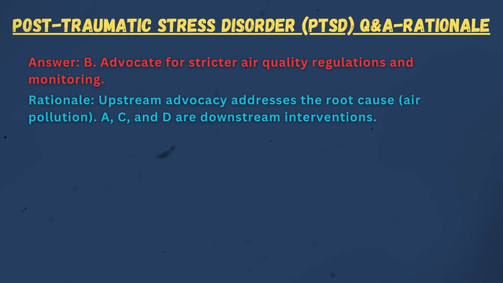Answer: B. Advocate for stricter air quality regulations and monitoring. Rationale: upstream advocacy addresses the root cause, air pollution. A, C, and D are downstream interventions.